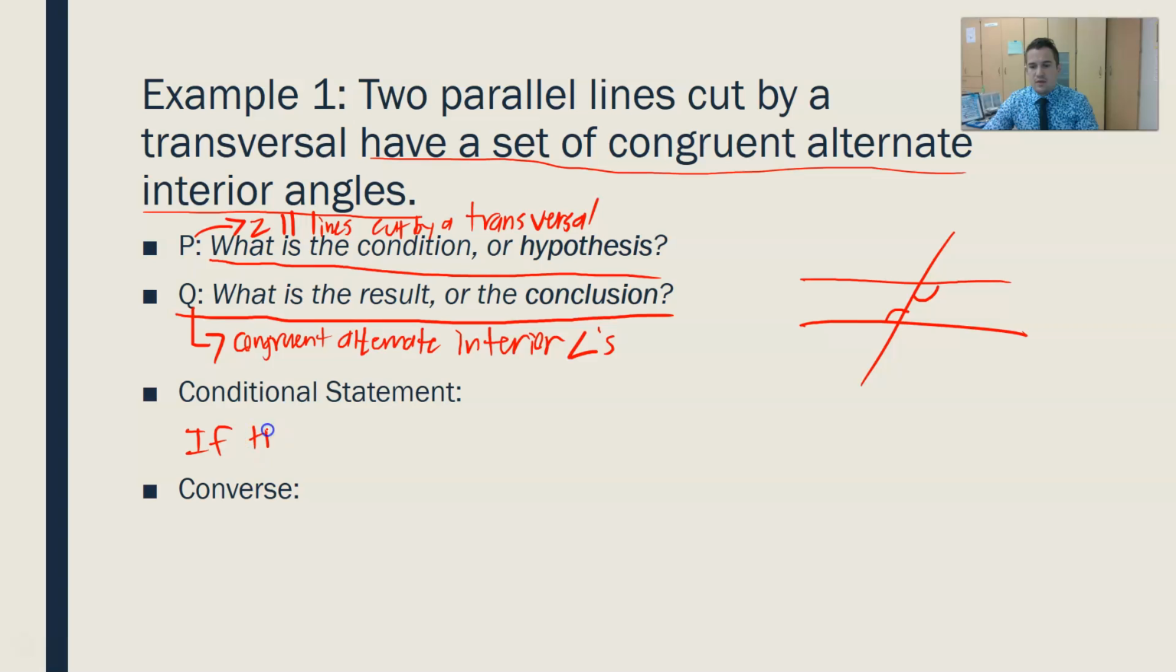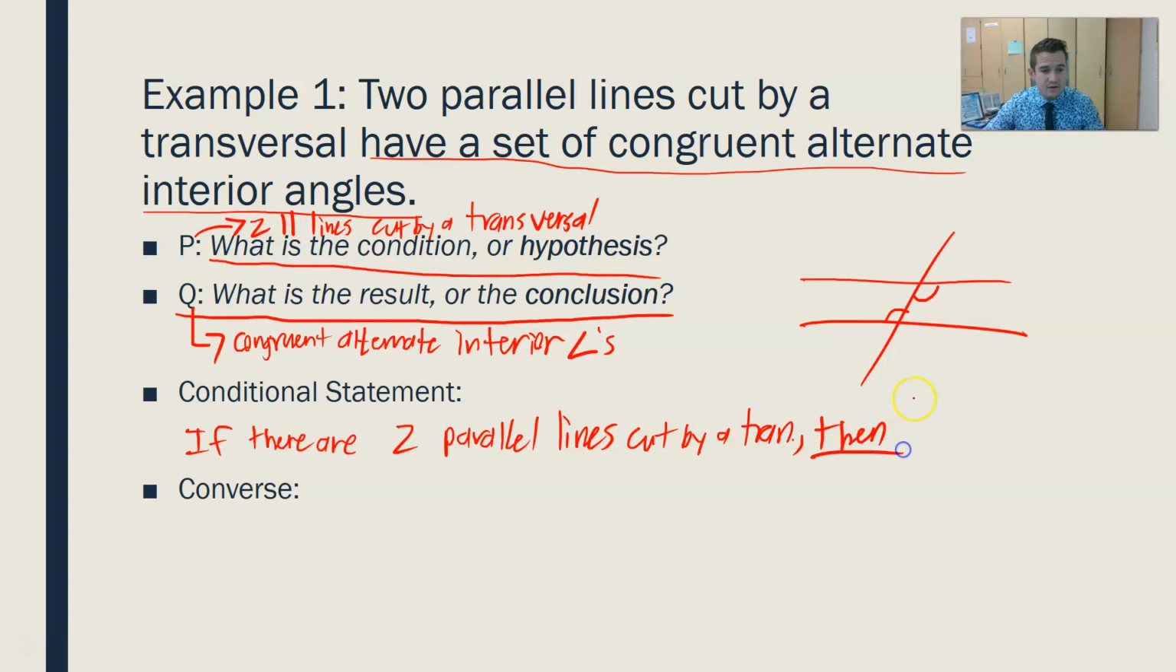If there are 2 parallel lines cut by a transversal, then alternate interior angles are congruent. I'm abbreviating here to save me some writing time. That's my conditional statement. If there are two parallel lines cut by a transversal, then alternate interior angles are congruent.